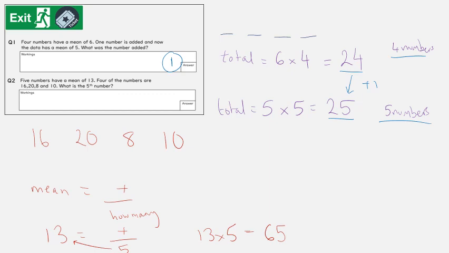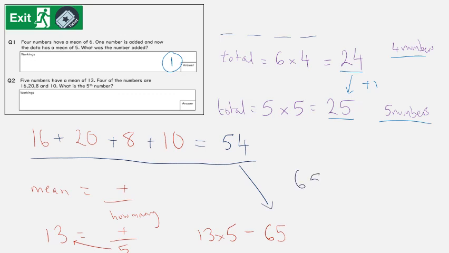And we know 4 of the numbers already, so those 4 numbers added up together give me 54. So I know 4 numbers added together are 54. The one that's missing, the 5th number, has got to be the difference between 65 and 54, which is 11. So really well done if you got both of those correct.